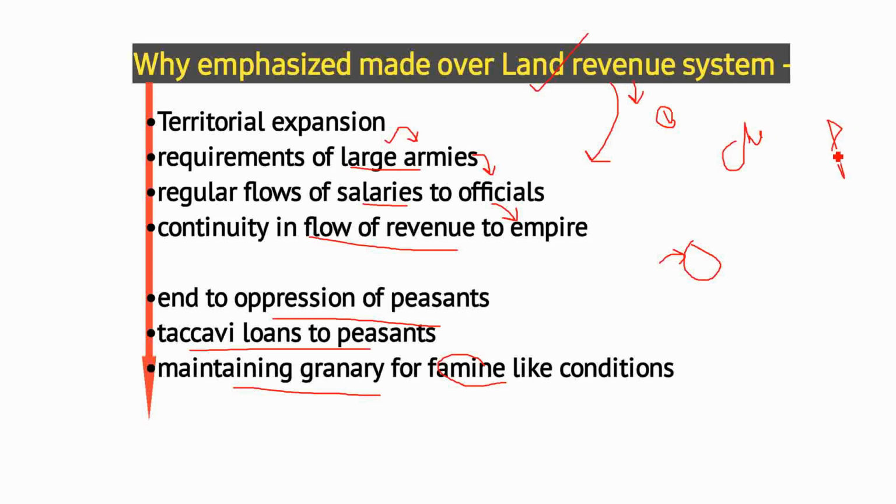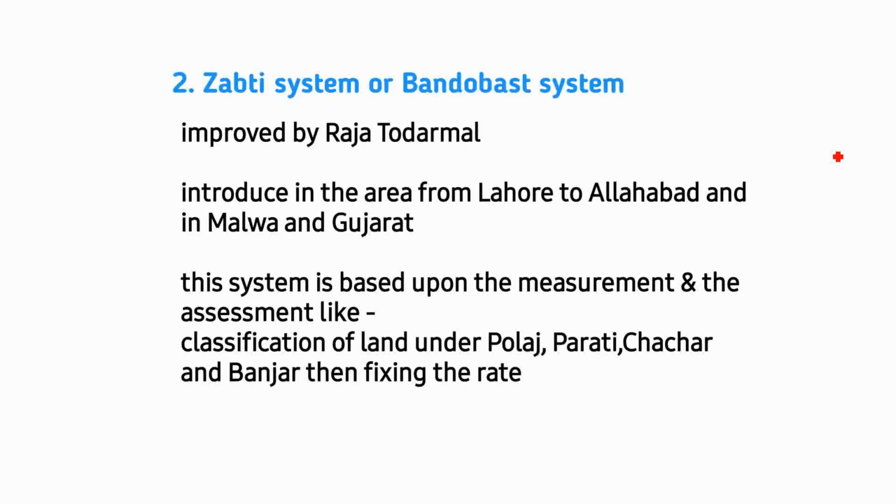Right, now let us discuss it one by one. But before Dehsala, let us first discuss the Zabti system. The Zabti system is also known as the Bandobast system, or the Todar Mal settlement system. It was improved by Raja Todar Mal, and it was introduced in the area from Lahore to Allahabad and from Malwa to Gujarat.